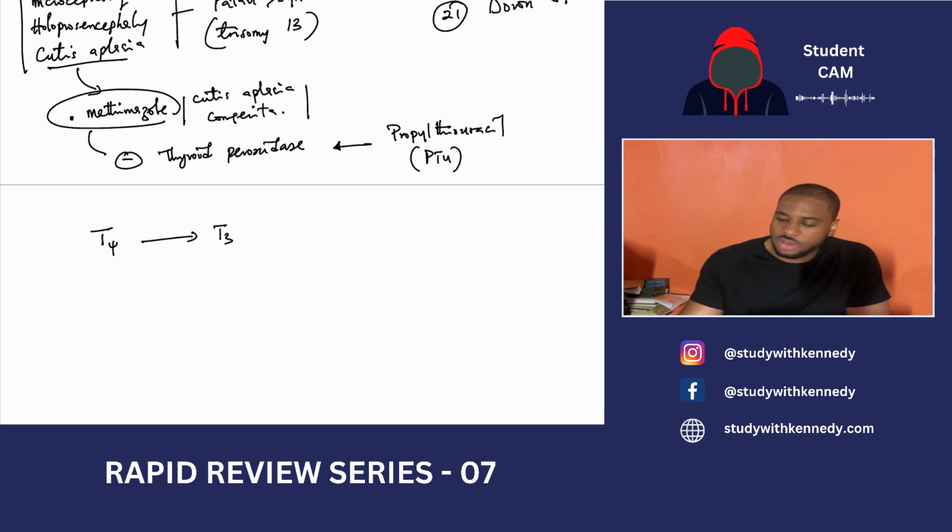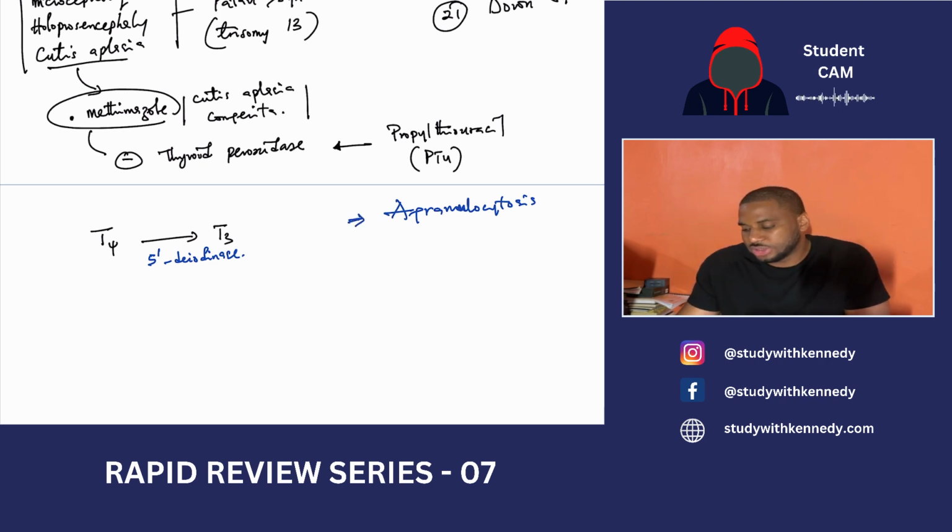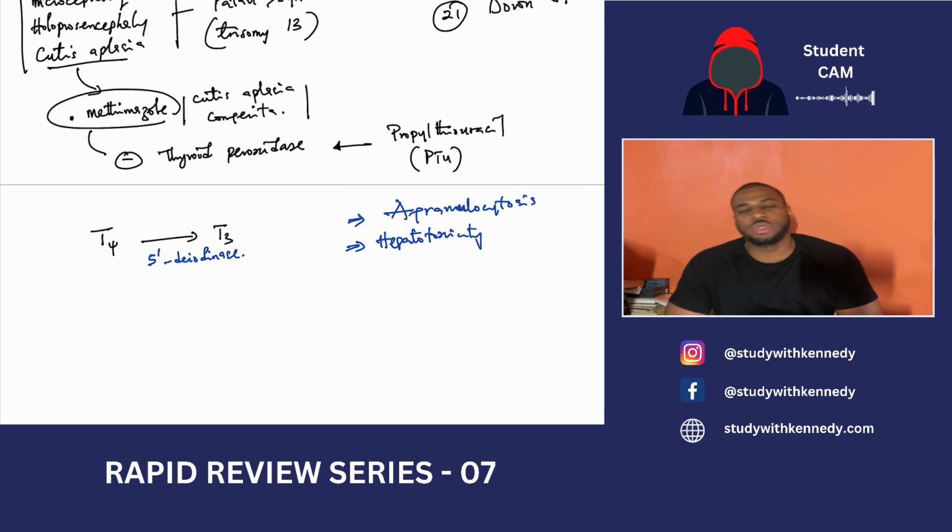What enzyme was propylthiouracil inhibiting? You remember, 5' deiodinase. 5' deiodinase. And these medications can cause agranulocytosis, right? Yeah. Agranulocytosis, hepatotoxicity. So in pregnancy, especially in early pregnancy, you want to avoid methimazole, right? Especially within the first trimester, week 3 to 8, basically. First trimester, right?